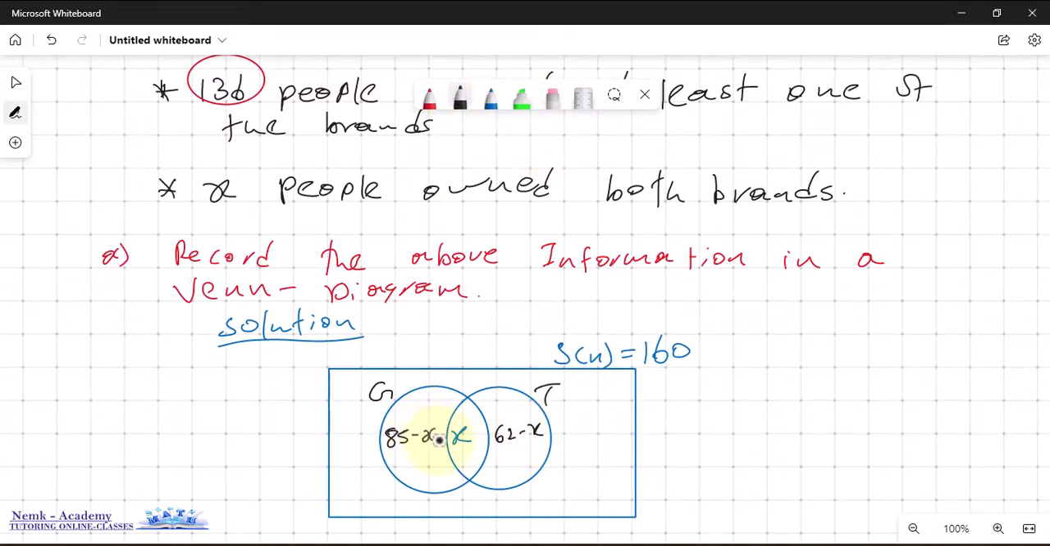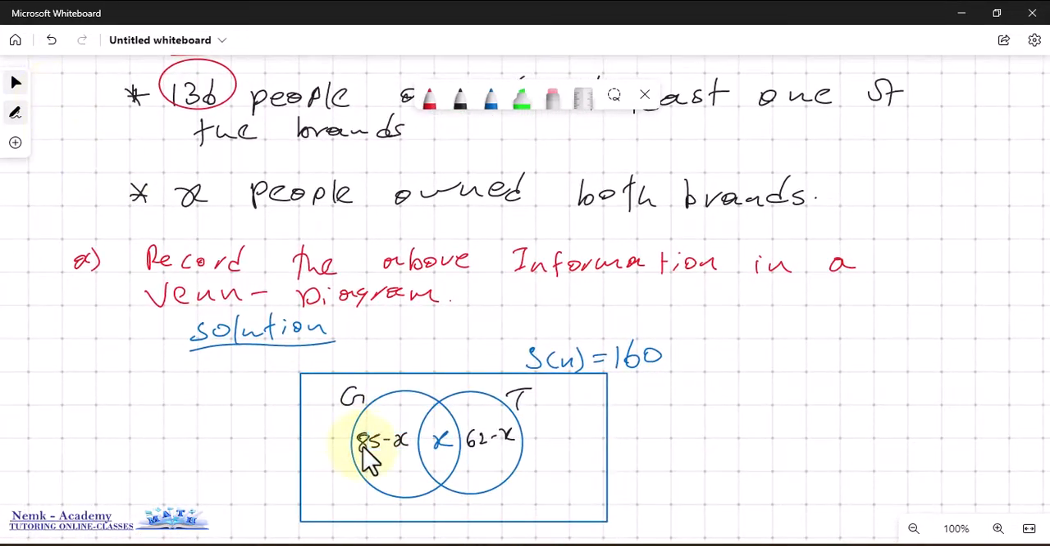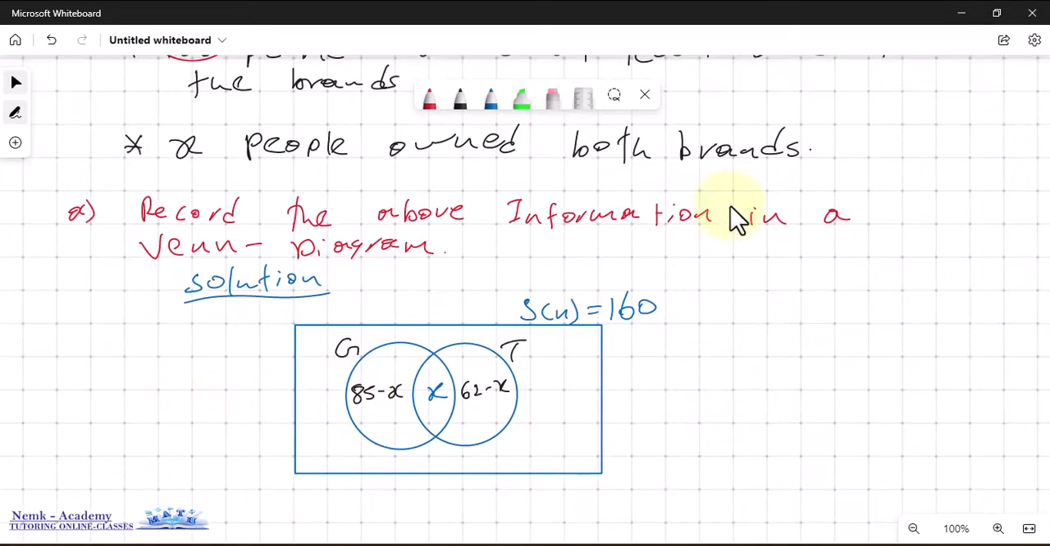Then remember, in this space we must put the number of people who own Triangle jeans only. In this space, we must put the number of people who own Guess jeans only. But what we are given is the number of people who own both Guess and Triangle. And in the information provided, we're not told how many own Guess jeans only. We're only told that those who own Guess jeans are 85. Whether they own both, we don't know. Okay, but we have X number of people who own both.